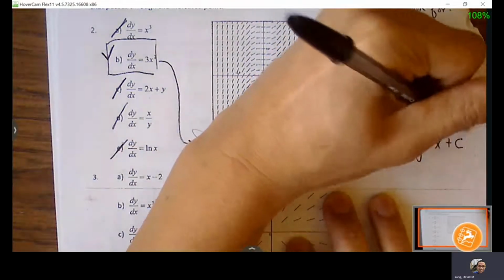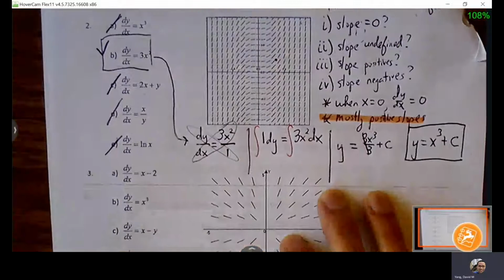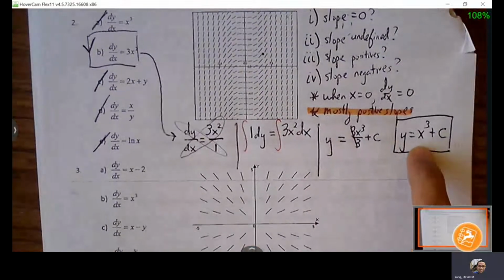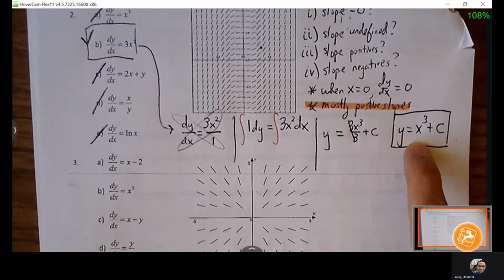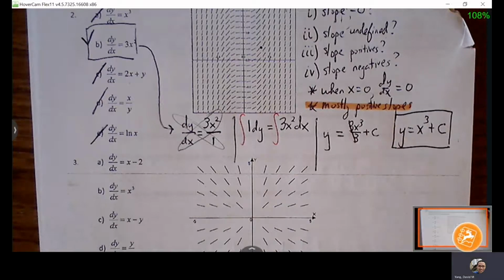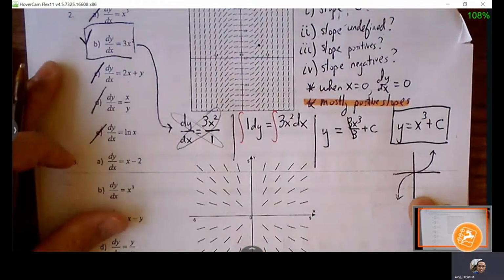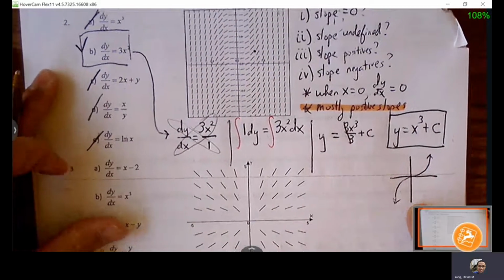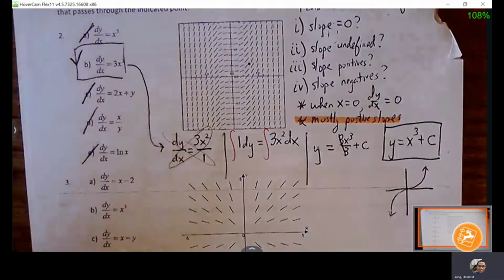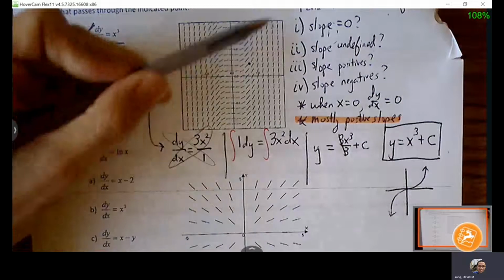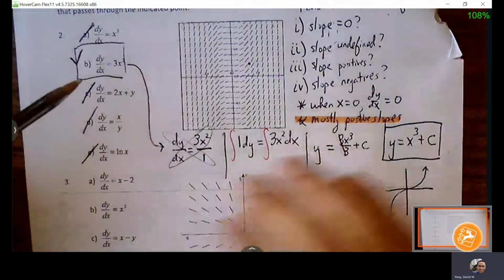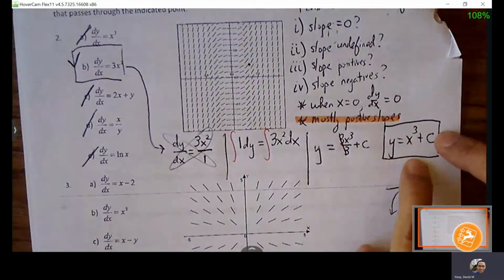Now, this is the solution. What does x cubed graph look like? Yes, a squiggly line with positive slope, right? So this is what x cubed looks like. Do you see the shape on the slope field? Yes. So that's the connection I want to make. The slope field is going to match with the picture of the solution.